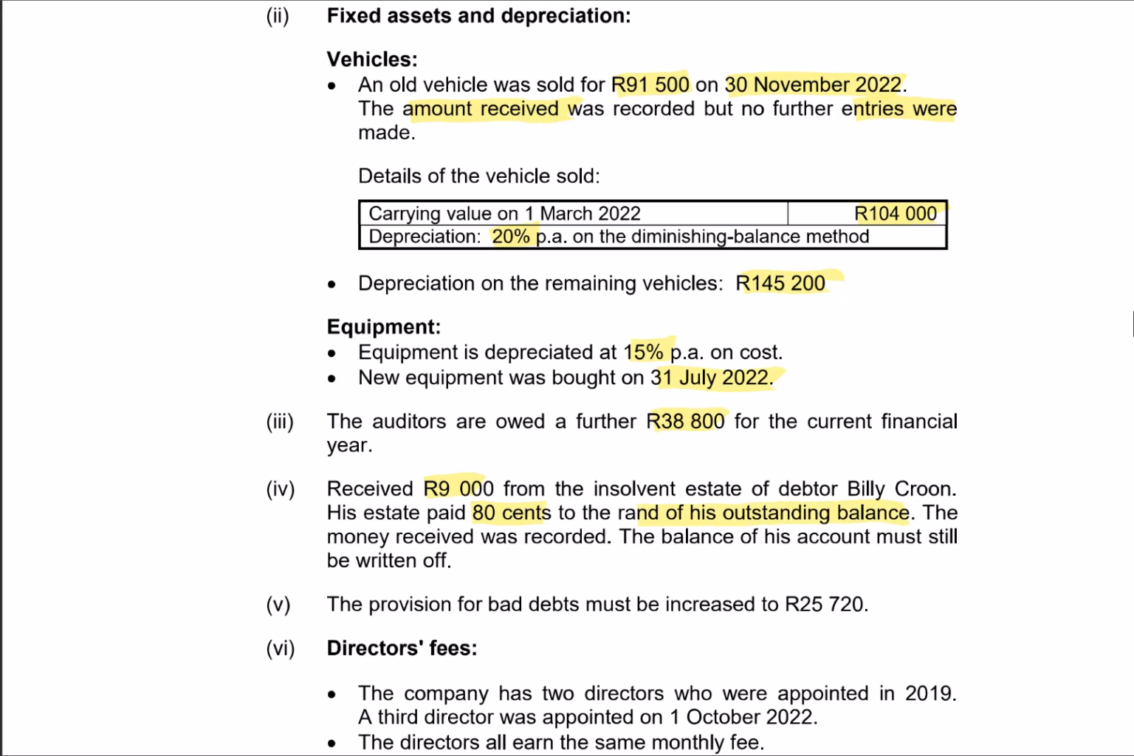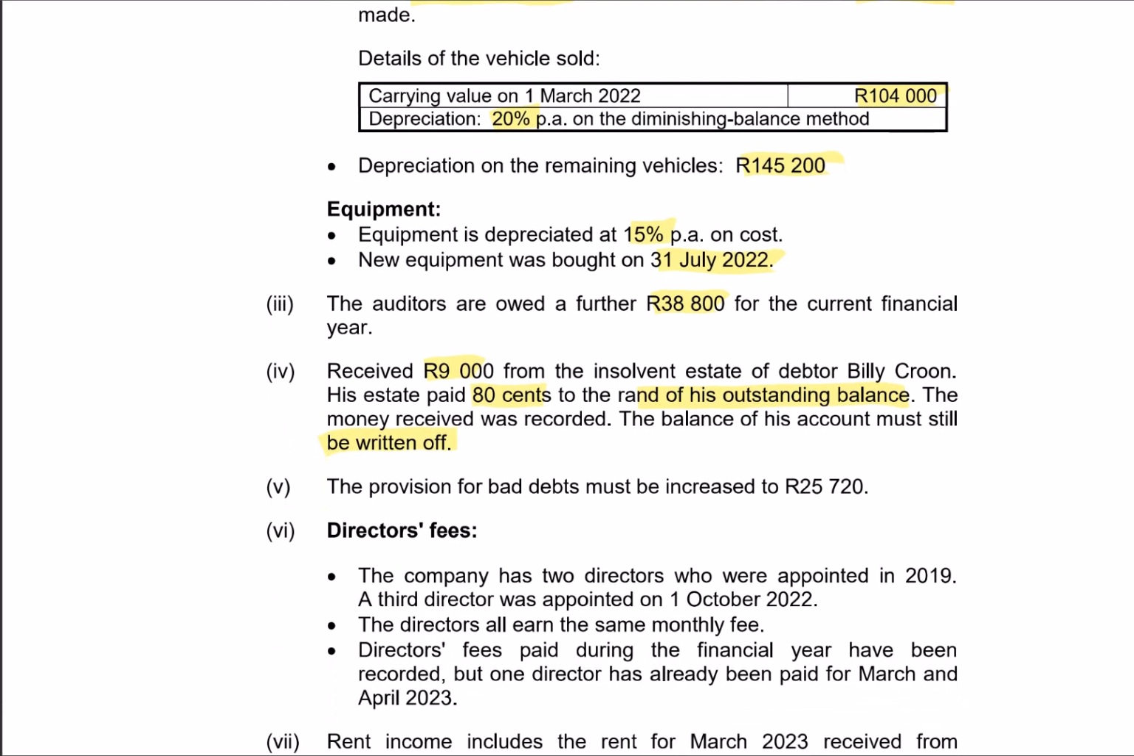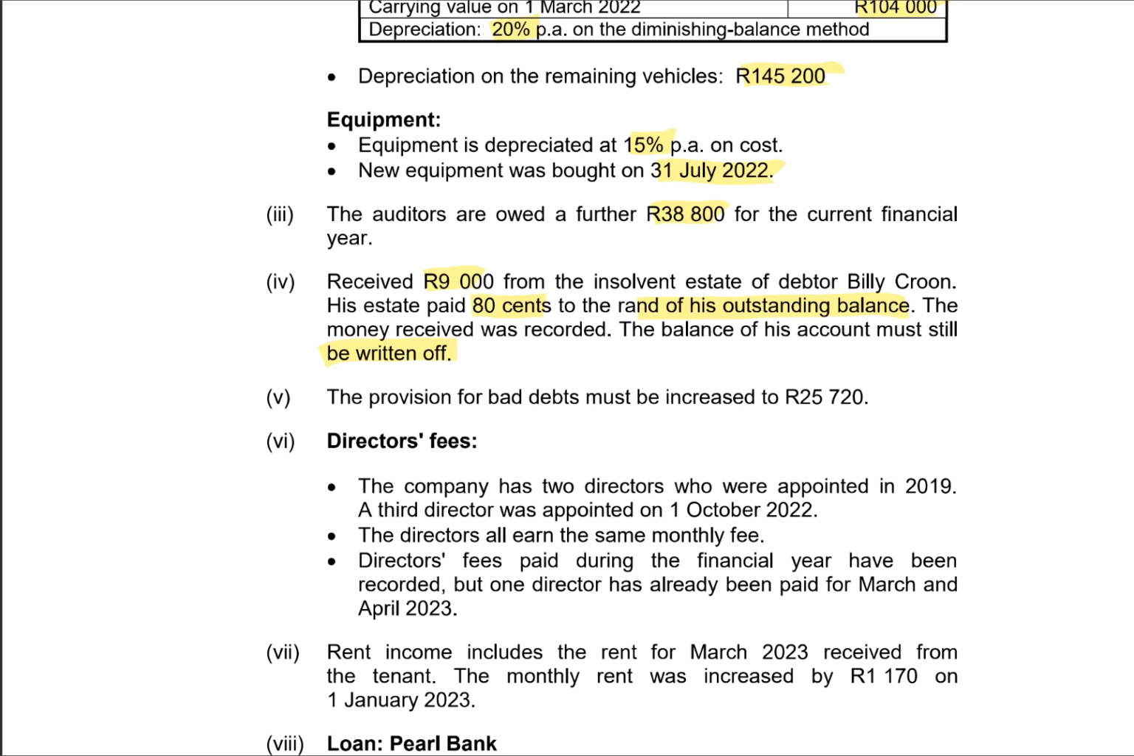So how much was written off? Those are bad debts written off, right? The money received was recorded. The balance of his amount must still be written off, right? So that was recorded, and we need to write off the balance. The provision for bad debts must be increased to 25,000. When they increase, that means it's an expense, right?